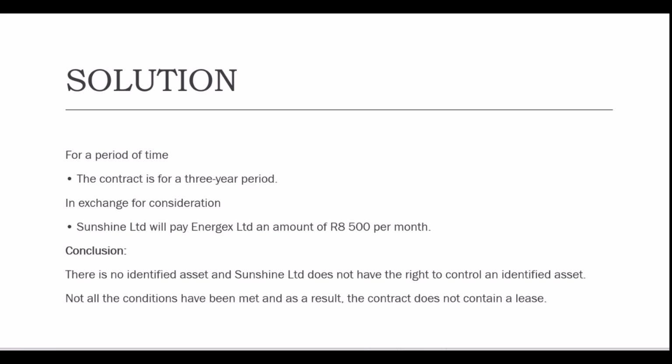Then the conclusion: there is no identified asset, and Sunshine Limited does not have the right to control an identified asset, and therefore all the conditions have not been met, and as a result, the contract does not contain a lease. So it's very easy. It's about putting the definition down and applying it to the scenario. That is it. Any questions?